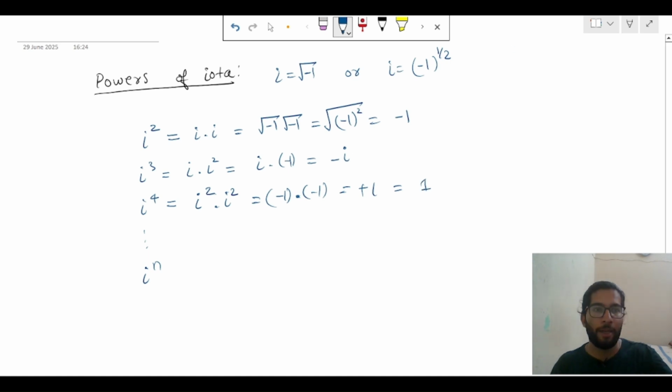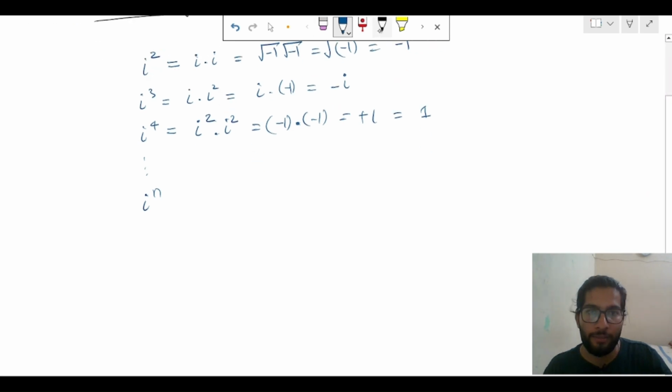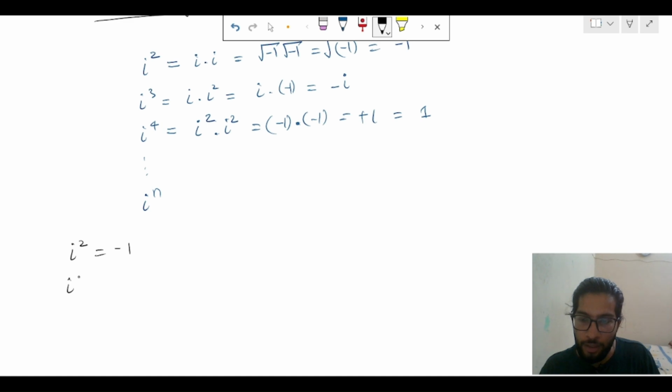Okay, let me write all the 3 things in the proper way. Iota square is equal to minus 1, iota cube is equal to minus iota, iota power 4 is equal to 1. Okay, you have to remember these 3 things. After that we can solve more powers of iota in a very simplified way.